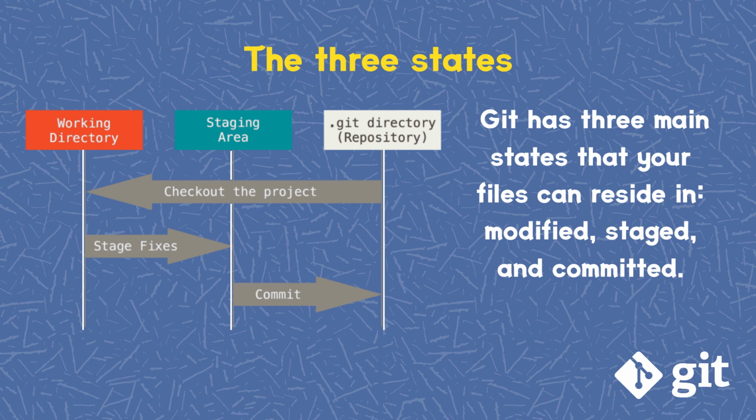The working tree is a single checkout of one version of the project. These files are pulled out of the compressed database in the Git directory and placed on disk for you to use or modify. The staging area is a file, generally contained in your Git directory. This file is also called the index file. The Git directory is where Git stores the metadata and object database for your project. This is the most important part of Git, and it is what is copied when you clone a repository from another computer.